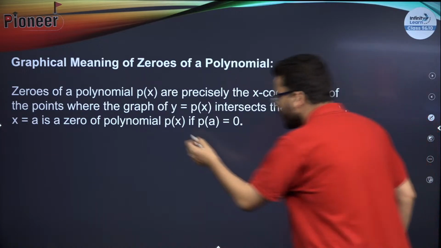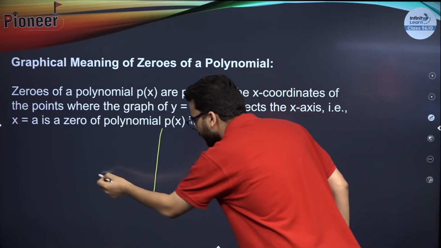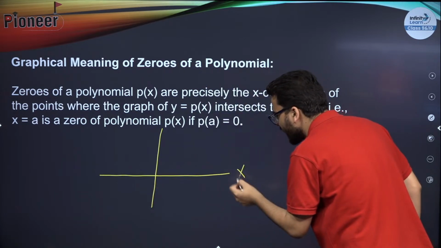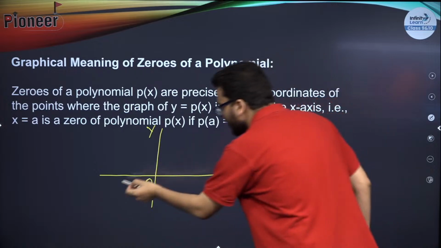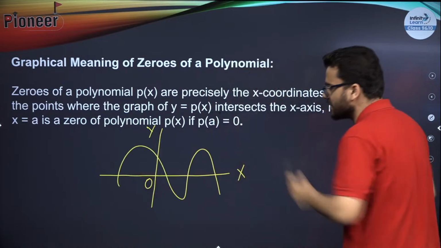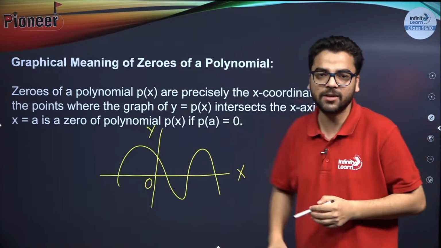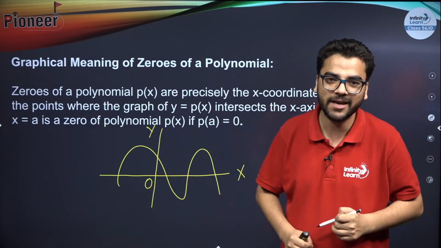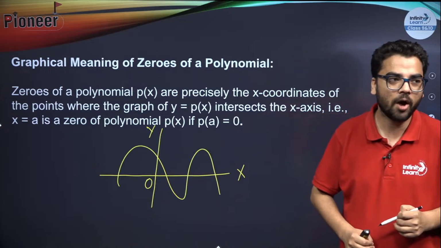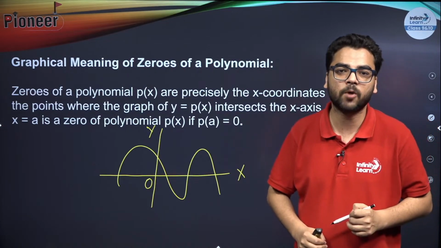So you see over here, basically if you will make the graph of a polynomial, suppose this is the x-axis, this is the y-axis, this is the origin, and suppose you have got a graph like this, so can you tell me how many zeros are there of this polynomial? Can you comment that quickly in the chat, guys? How many zeros are there of this polynomial?